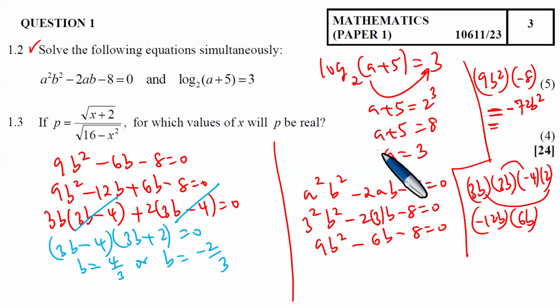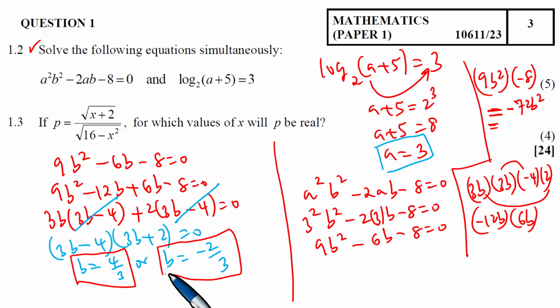Any questions? So the solutions are a equals 3, and then here you have exactly b equals 4/3, b equals minus 2/3, like that. All right, any question?